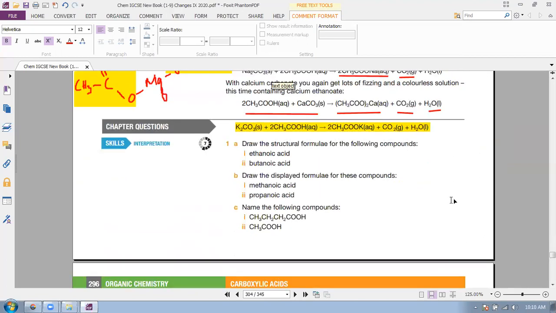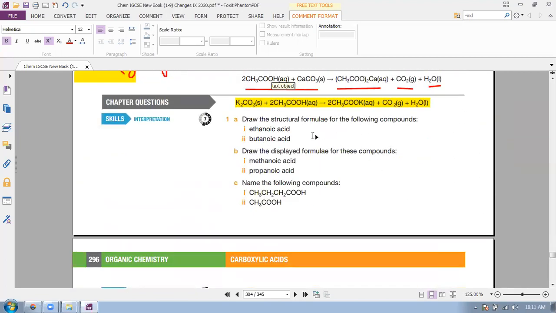Here there are some question answers given. Draw the structural formula for the following compounds: ethanoic acid, butanoic acid. You can draw it. It is even given in the table listed in this chapter. Draw the displayed formula. So this is the structural formula, this is the displayed formula. Ethanoic acid, CH3COOH. And butanoic acid, there will be 4 carbons. So CH3, CH2, CH2, COOH. And the displayed formula.